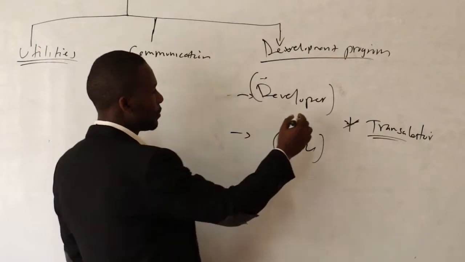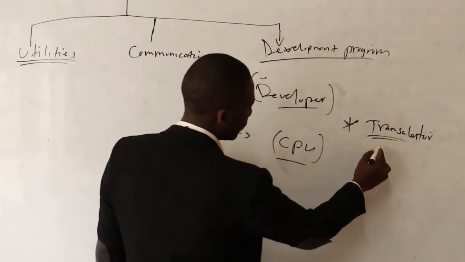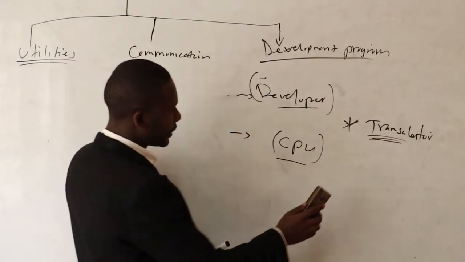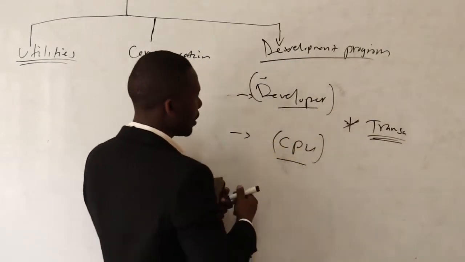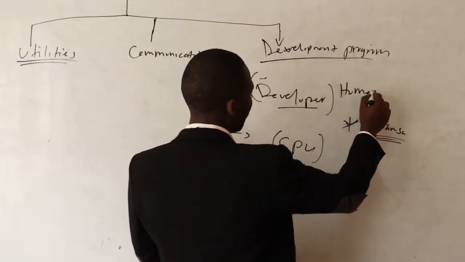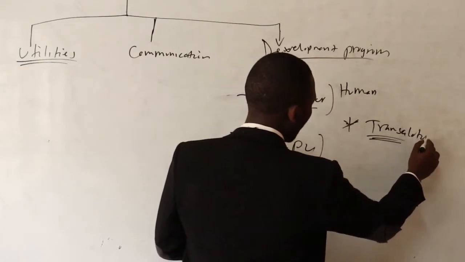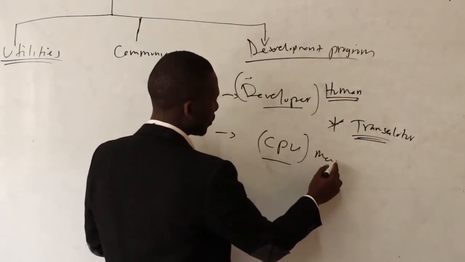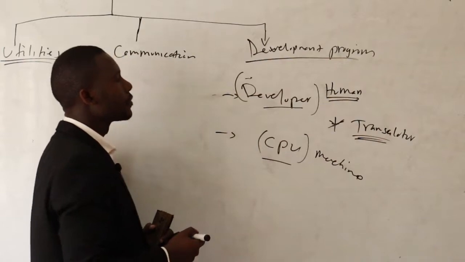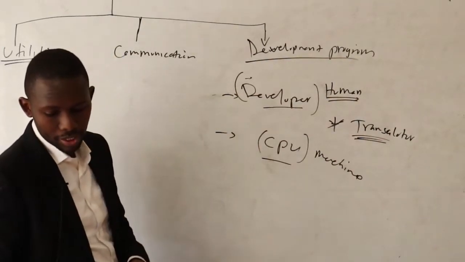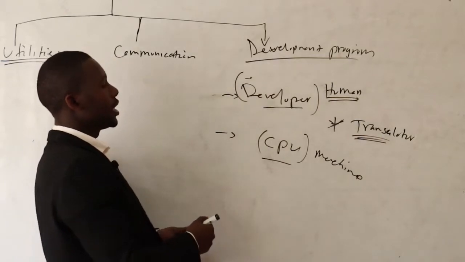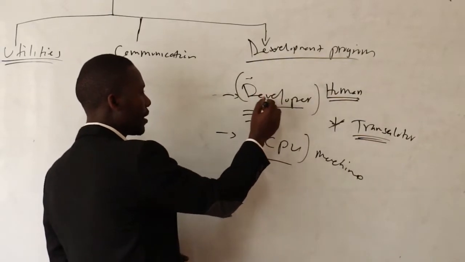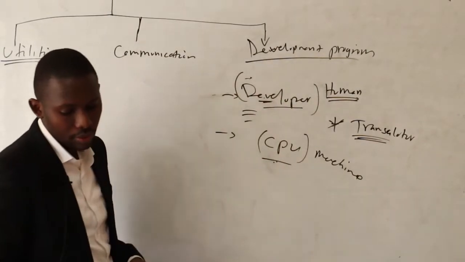So those are some of the utility applications that need to be added on the operating system. For development programs, we have three parties: developers, CPU, and translators. The translator translates the human language, because the programmer is a human, into machine language. This is a machine. So within the machine, you must have those installed systems that try to translate whatever the developers type into the CPU language.